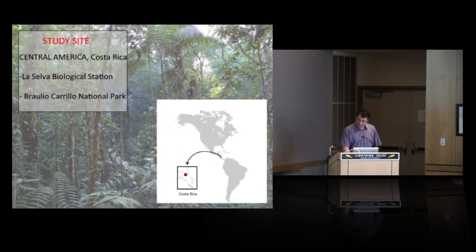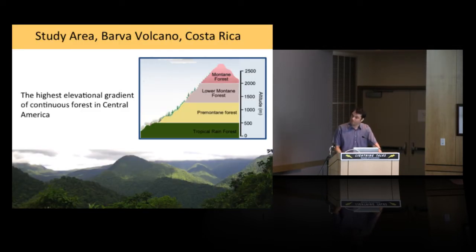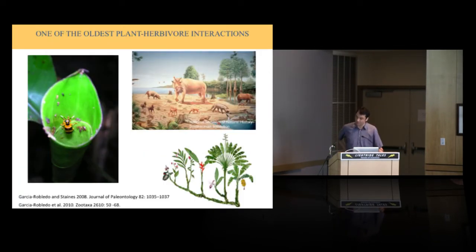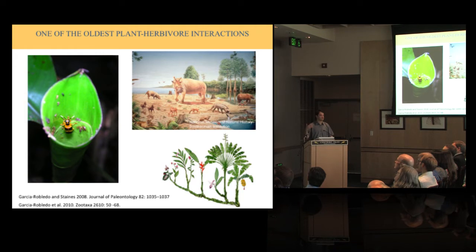We're performing this research at the Selva Biological Station in Costa Rica in Central America. We're performing this study in Barva National Park, which has the highest elevational gradient of continuous forest in Central America, going from tropical rainforest to mountain forest. We are using a study system of Cephaloleia beetles and plants from the order Zingiberales. These are really particular interactions. This is one of the oldest and most conservative plant-herbivore interactions. These beetles and these plants have evolved together for the last 60 million years.